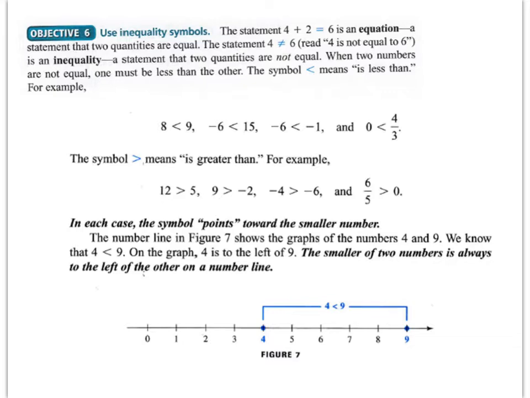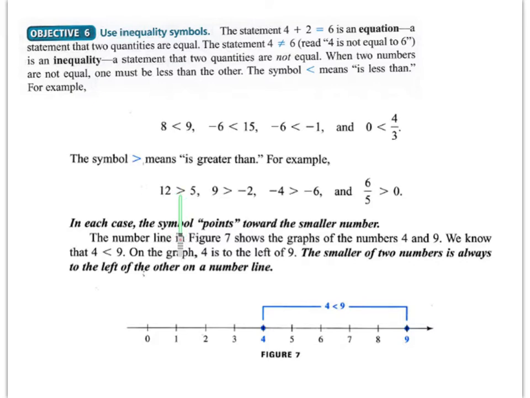Looking at inequalities, again, just a reminder what that looks like. So an equation like 4 plus 2 equals 6, it's a statement that two quantities are equal. Anything other than an equal sign that has one of these symbols is an inequality. 4 doesn't equal 6. It's not an inequality we use very much, but that's an inequality. And then we've got our less than symbol. So 8 is less than 9, -6 is less than 15, -6 is less than -1, 0 is less than 4/3. So those are all less than symbols.